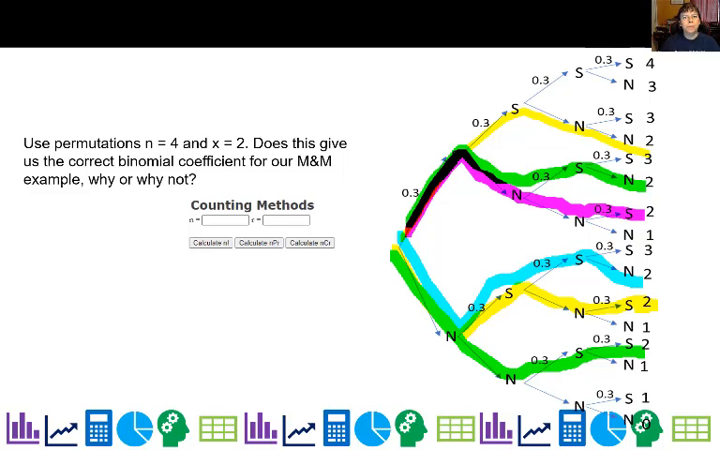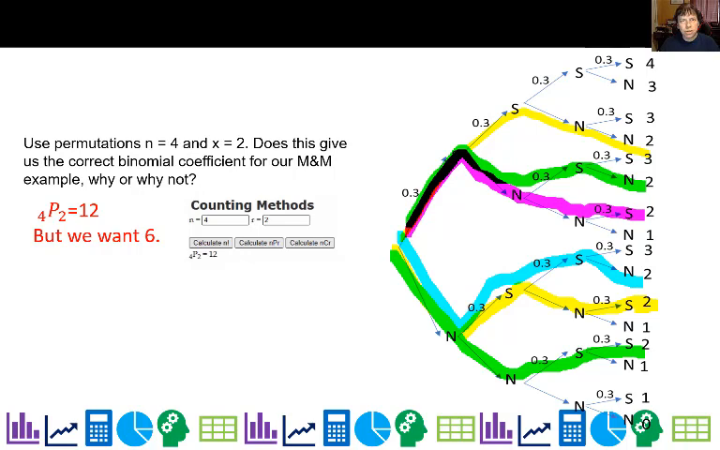Okay, so we just learned permutations. Maybe that will give us our binomial coefficient. So I'm going to put in n is 4 and x is 2. All right, and let's see how that works. So I'm putting 4 and I'm putting 2 and I'm calculating nPr. I got 12. Wait a second, but we want 6. Why aren't we getting the same number?